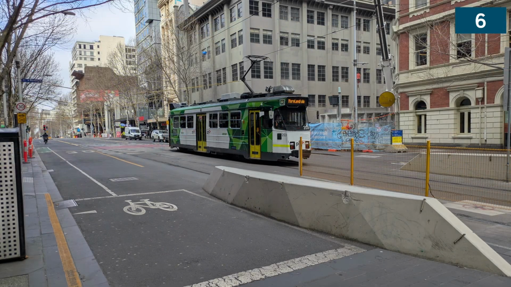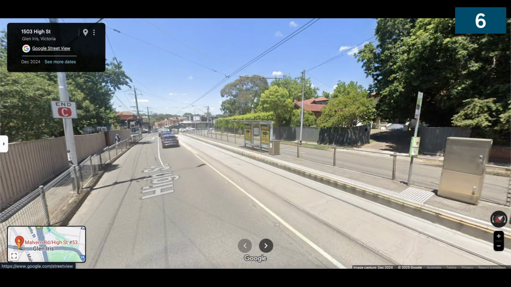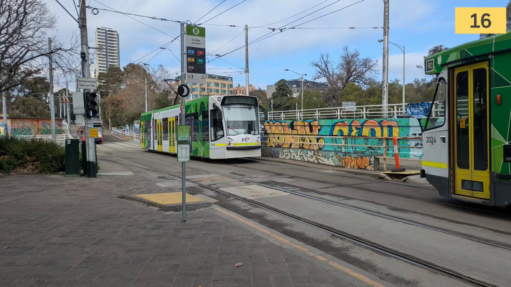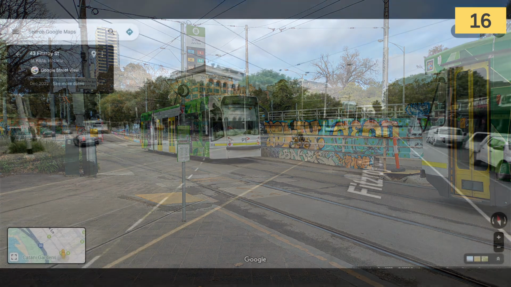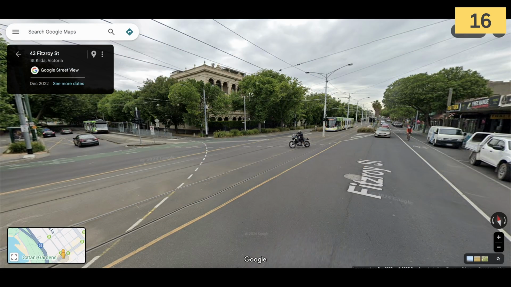Route 6 starts from Melbourne Uni and goes down Swanston Street and St Kilda Road, then it turns left onto High Street and continues straight on High Street to then terminate at Glen Iris. Route 16 follows the same path as the Route 3, but turns right at St Kilda Junction to go via Fitzroy Street and the Esplanade, providing interchanges with the routes 12 and 96.